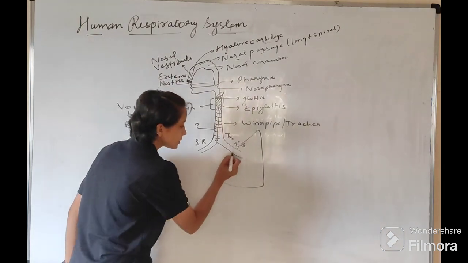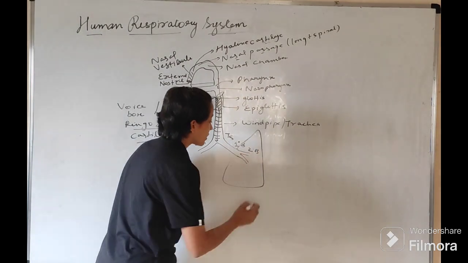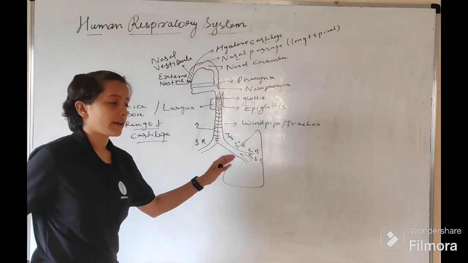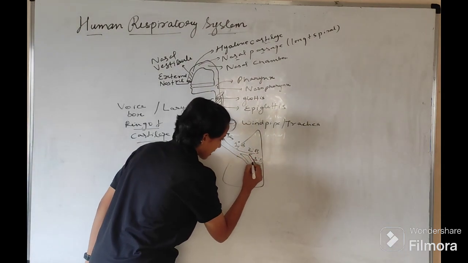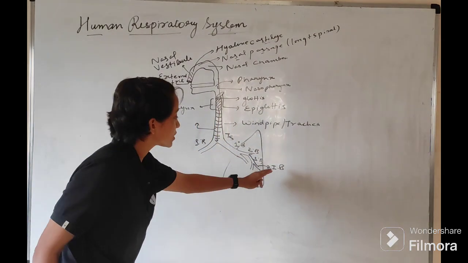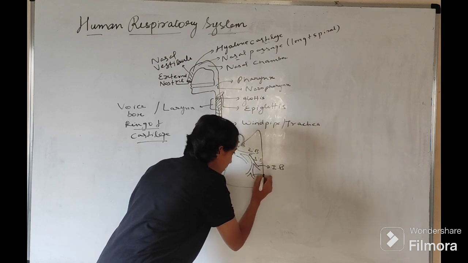This primary bronchi will further subdivide into secondary bronchi. Okay, so it will divide into secondary bronchi. Secondary bronchi will further divide into tertiary bronchi, and these tertiary bronchi will further continue, okay, and will be forming our initial bronchiole. Okay, so this will be forming our initial bronchiole, and after that we have our terminal bronchiole.